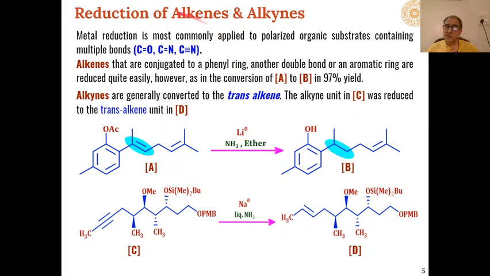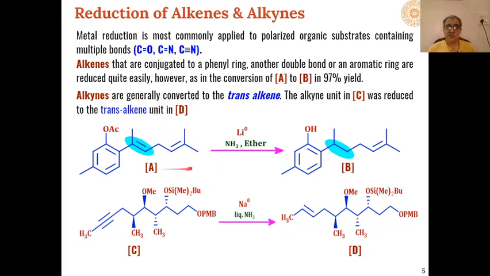So when metal reduction is used for the reduction of carbonyl compounds, carbon-nitrogen double bonds and carbon-nitrogen triple bonds, these can take place very efficiently because of the polarization of the molecules. Whereas in case of alkenes, the dissolving metal reduction is efficient for those alkenes where the carbon-carbon double bonds are conjugated to a phenyl ring, or conjugated to another double bond or an aromatic ring. Then these types of alkenes will undergo reduction.